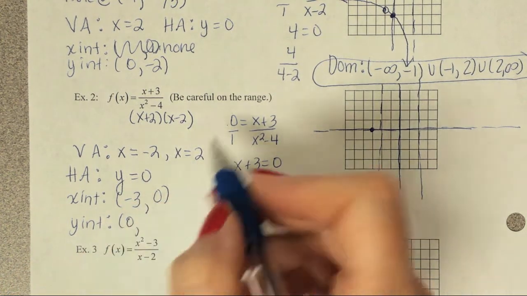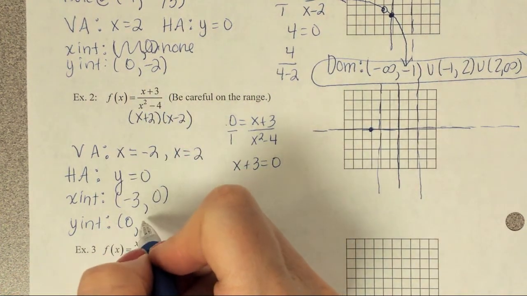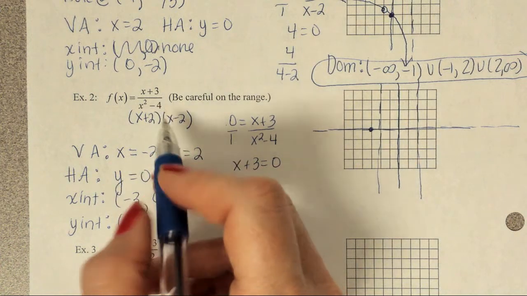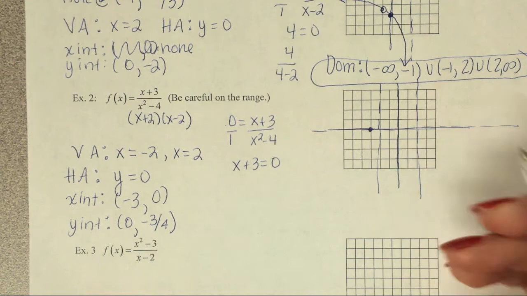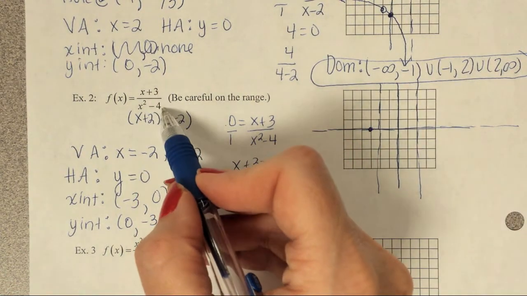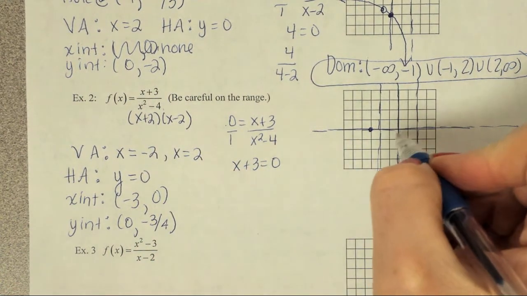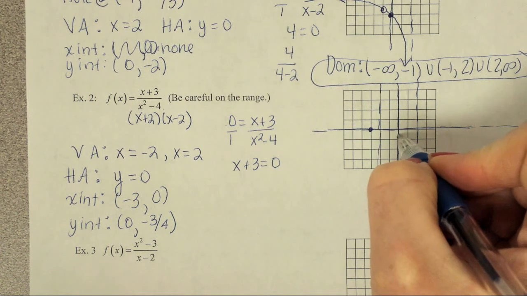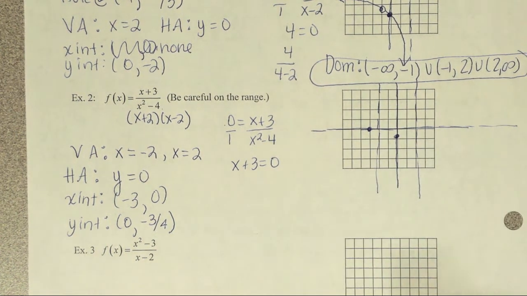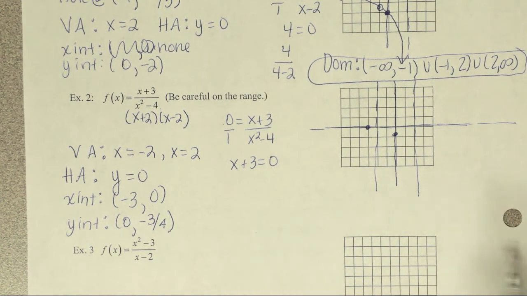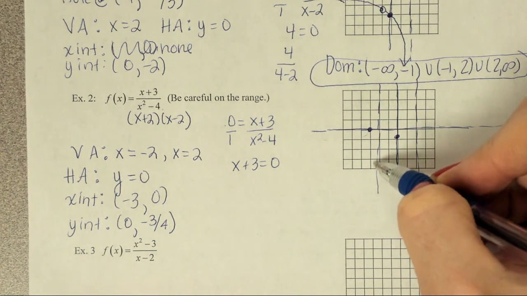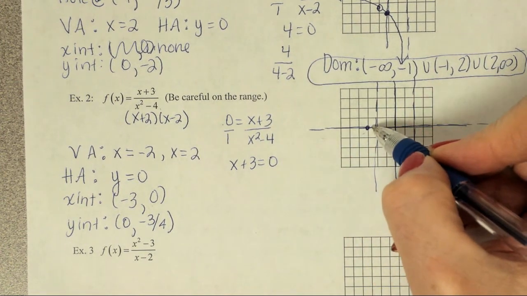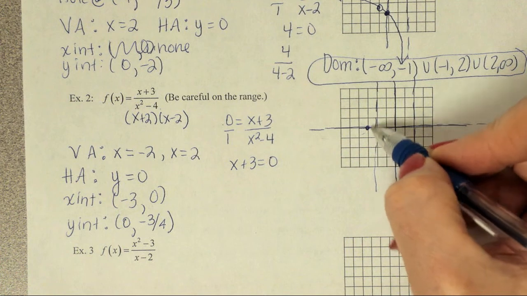Find the y-intercept. Plug in 0 for x. What do you get? -3/4, right? Just plugging in 0. 3 over -4 is -3/4. So we got that point. All right. So those are the only points we know, and we have to know what's going on with this graph. Well, this graph can come down like this, or it could come up like this. I need to know right here, is it positive or negative?